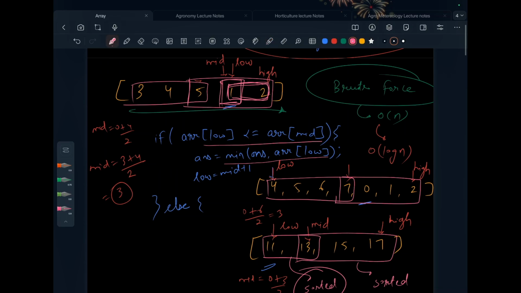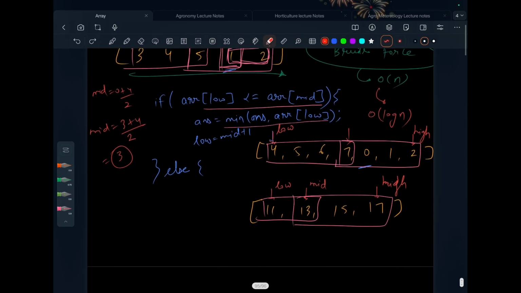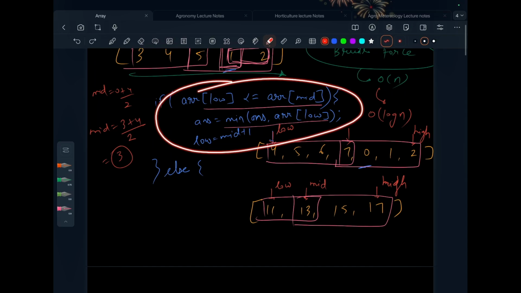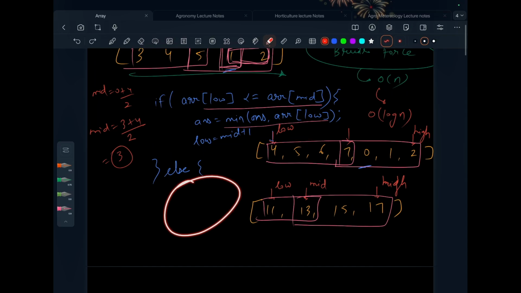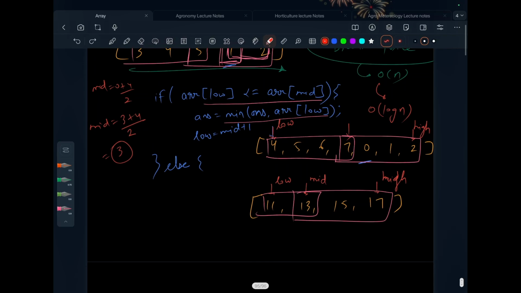Now what is the else condition, right? For this example, our whole problem was solved in this if condition only, right? So now all these 3 examples will be solved in this if condition only. Now when will this else condition be executed? For this, let's take another example.